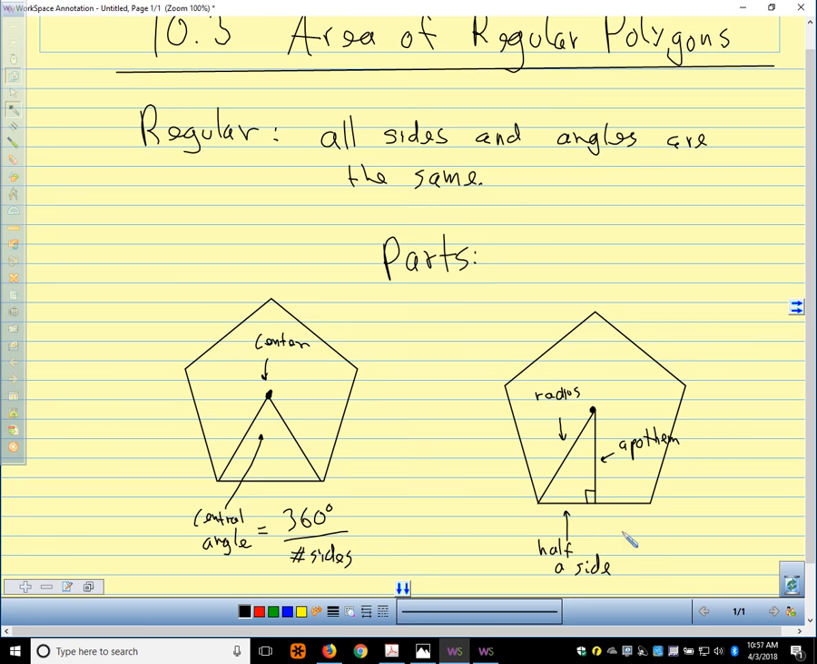And the apothem is going to be the key, or one of the keys, to finding the area of a regular polygon. Because what we're really going to do is use this triangle here, find the area of the triangle, and then add up a bunch of areas of triangles to find the area of our regular polygon. That's how we're going to come up with our formula. All right, questions about our parts?